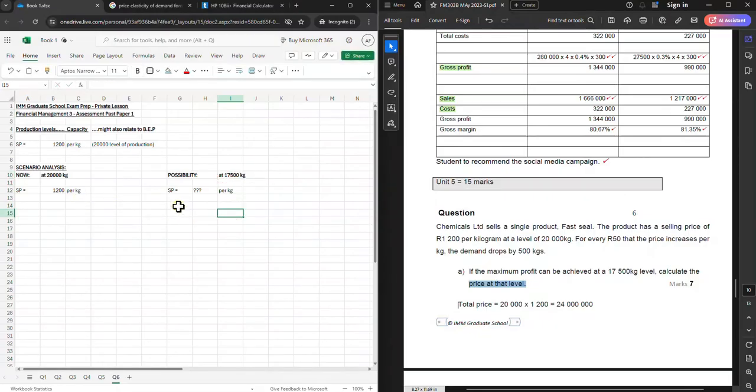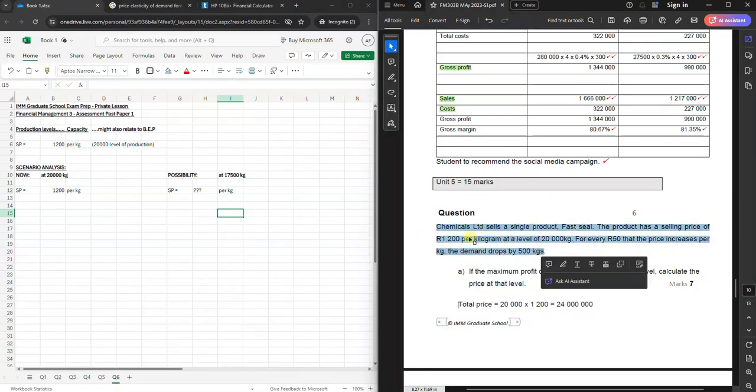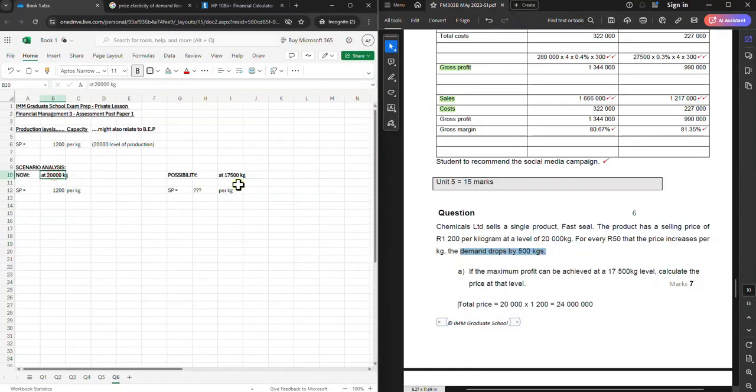There's probably lots of different ways of doing this mathematically. All you've got to do is look at what you currently have and see, if I increase my price, this demand is going to drop. Make sense? Okay, so how do I get from 20,000 to 17,500? You calculate how many times 500 gets subtracted off that to get to 17,500. So how many times is that?